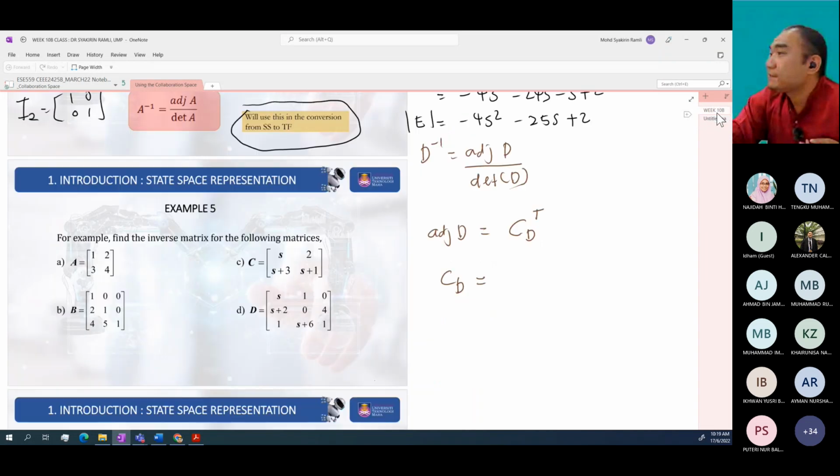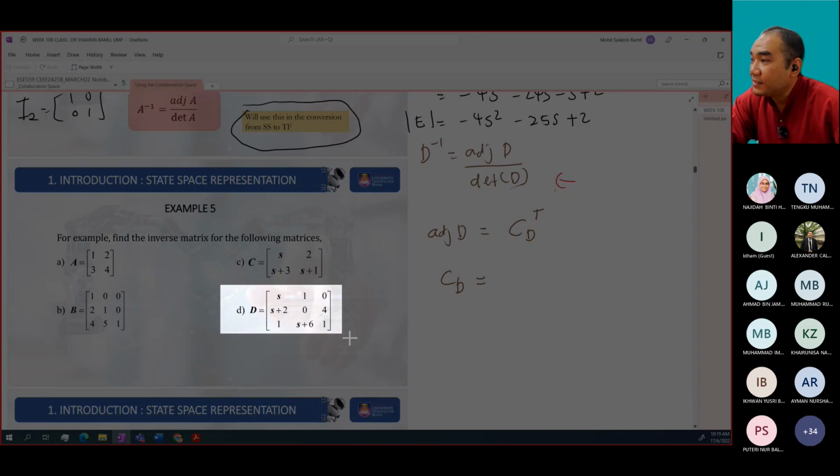Where were we? Kat sini kan? So dapatlah dia punya matrix D, dan kemudian kita nak kena cari, you have to compute for the determinant of D. So, macam mana nak dapatkan determinant of D? How to compute for the determinant of D? Again, you can use any method that you prefer. We got 3 methods. Let's try one of them.